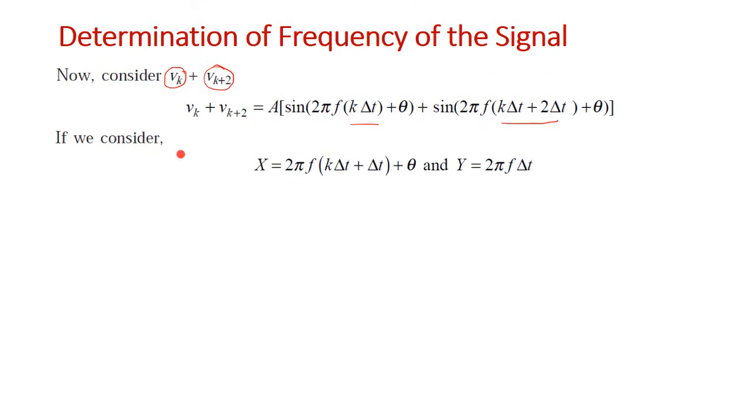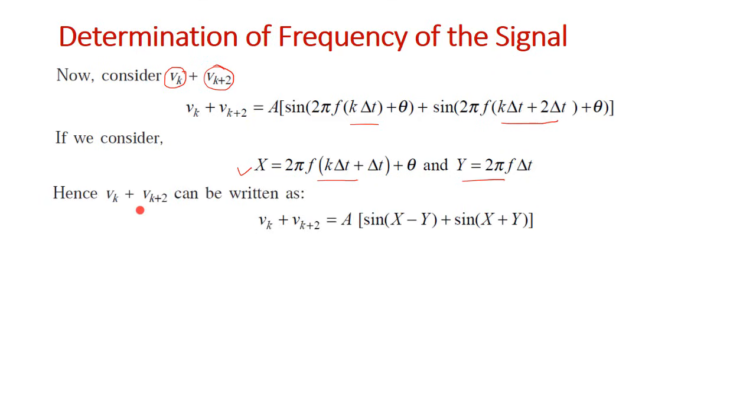So now if we consider x equal to 2 pi f k delta t plus theta and y equal to 2 pi f delta t, then I can write V(k+2) as A of sine(x minus y) plus sine(x plus y). Because if we write x minus y from these x and y values, obviously we get the expression 2 pi f k delta t plus theta, right?